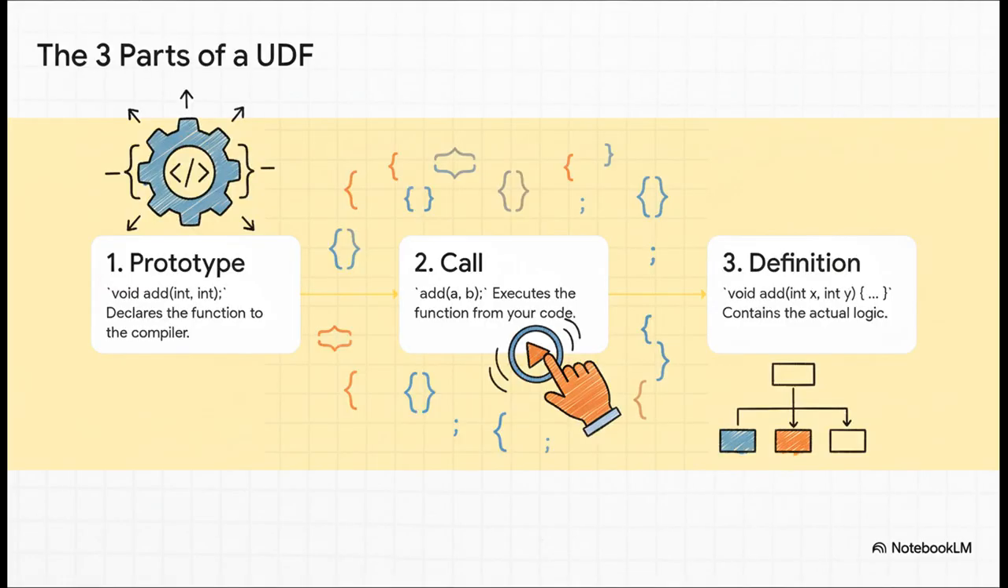So using a function has about 3 main parts. First, you've got the prototype. Think of this like putting an item on a meeting agenda. You're just telling the compiler up front, hey, just so you know, a function with this name exists. Then you have the call. This is the action, the moment you actually say, okay, worker, do your job now. And finally, there's the definition. This is the instruction manual itself, the actual code that tells the function what to do step by step.